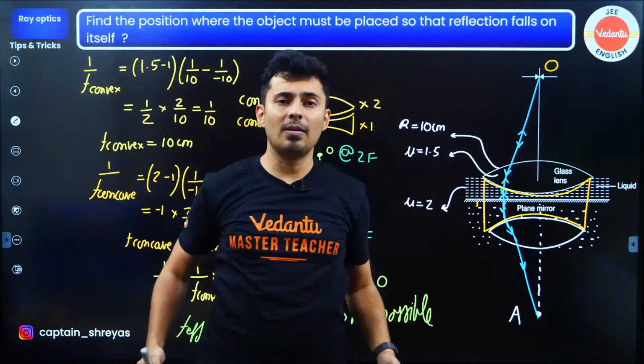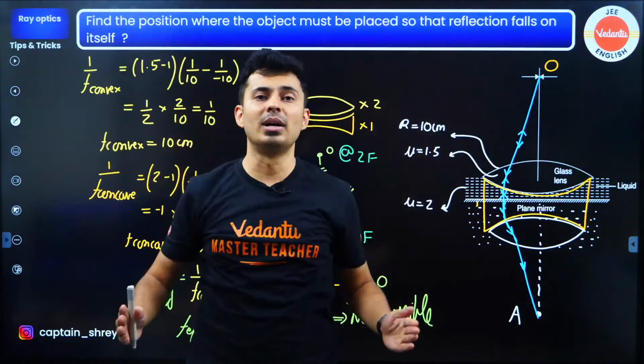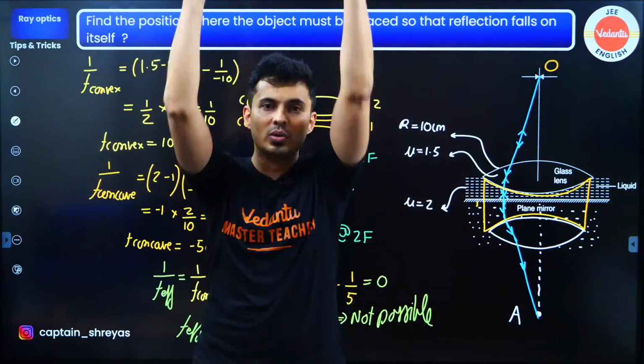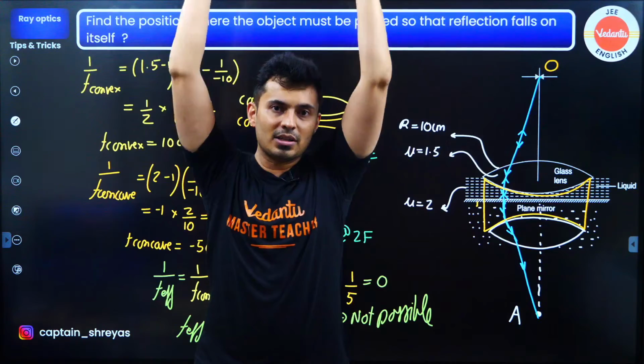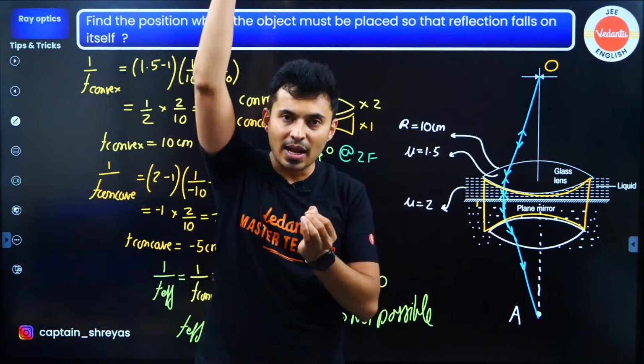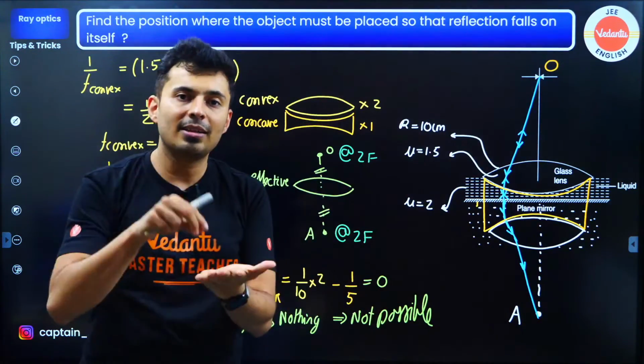That means whatever rays come, they again go to infinity. They are never merged. So they are never able to merge. That's it. So hence, no matter where you place the object, you will never get the image at the same place.